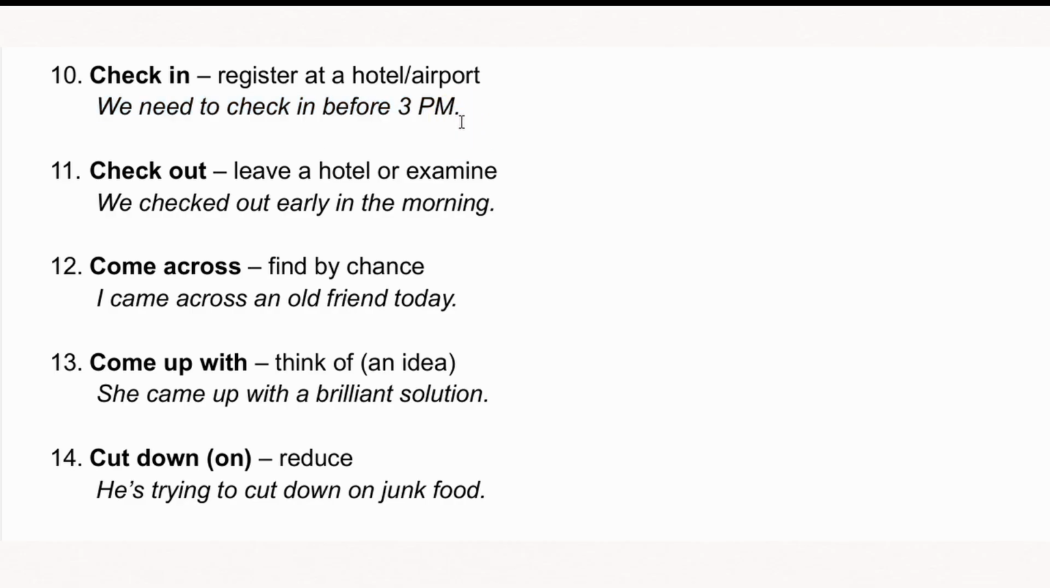So the opposite of this verb, to check in, is to check out. Now to check out, this means to leave a hotel or examine. So we checked out early in the morning. For example, you enter the hotel.